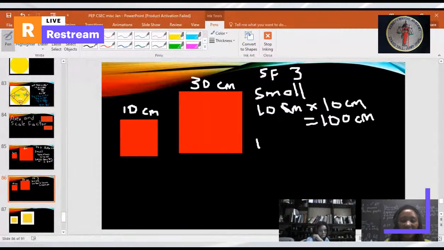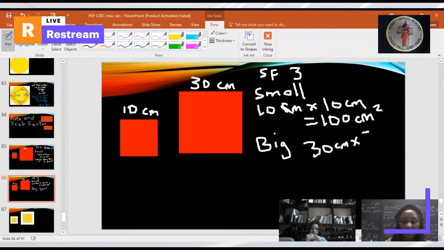And the area of the big square would be what? Miss, 900 centimeters squared. Miss, you forgot the squared. Oh, sorry. Thank you. So it would be 30 centimeters times 30 centimeters. Remember, area of a square is side times side. So that would be 900 centimeters squared.